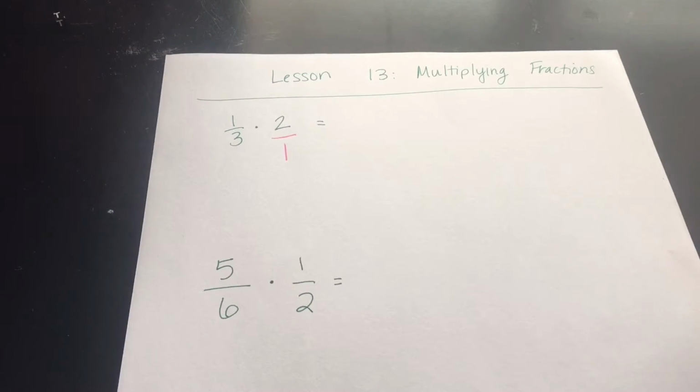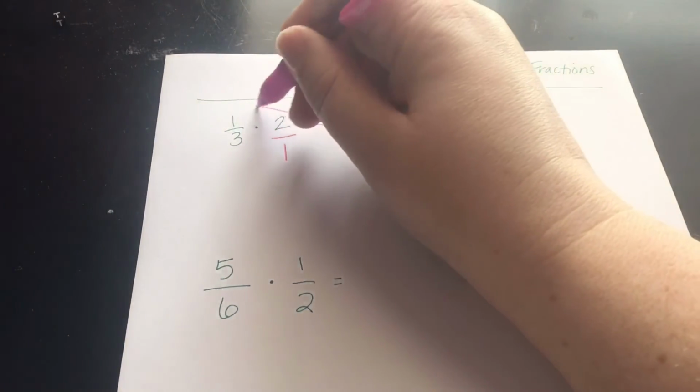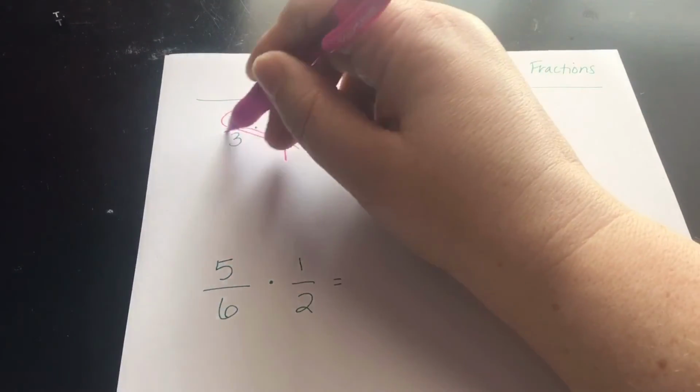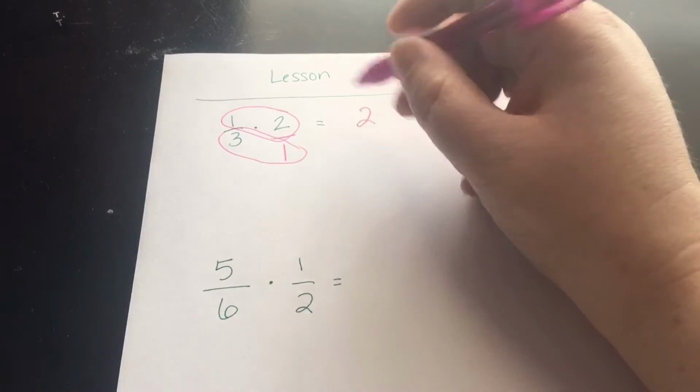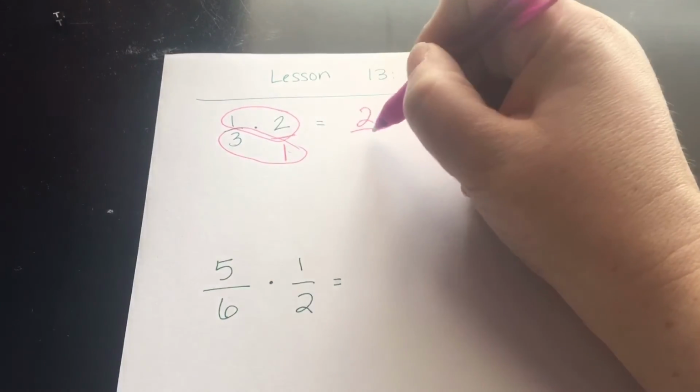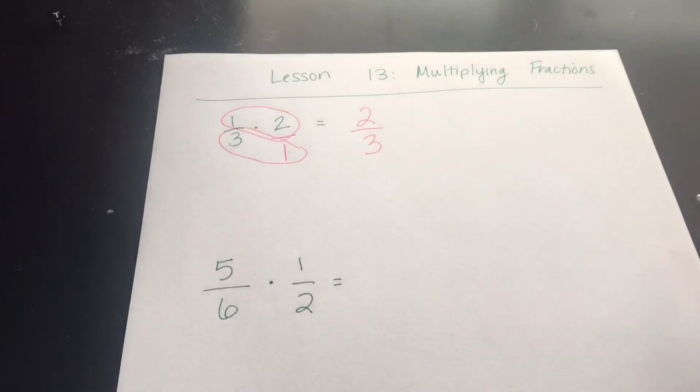So now what I'm going to do is I'm going to multiply tops and I'm going to multiply bottoms. Tops and bottoms. 1 times 2, we're multiplying, not adding. 3 times 1, again, multiplying. So 2/3 is the answer to that problem. I don't need to make common denominators. I don't need to change these numbers around except for putting a 1 underneath it. That's it. You multiply tops, you multiply bottoms, you get your answer.